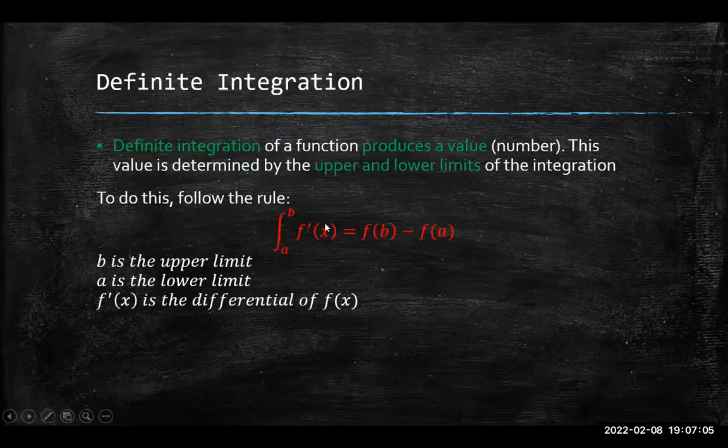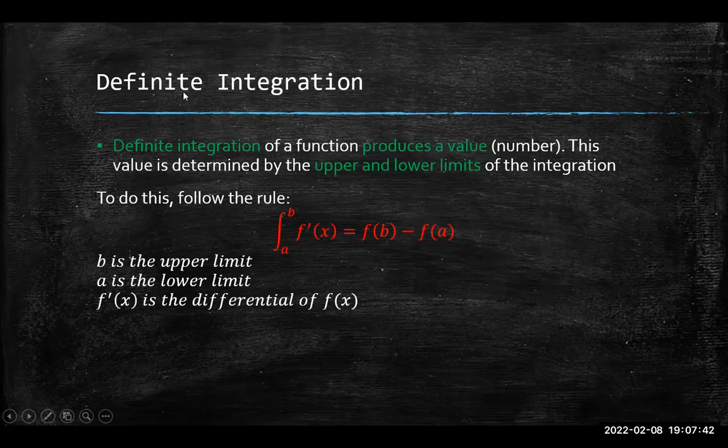So maybe I have a function. When you integrate a function using definite integration, you're going to get a value. So it might be 2, you might get a value of a half, 0.5. It's going to be a value, unlike indefinite integration, where we got an equation for y. You see what I mean now? And the value that you get is determined by the upper and lower limits of the integration.